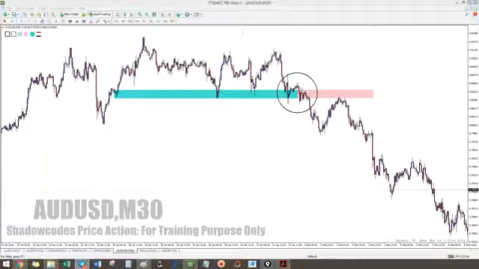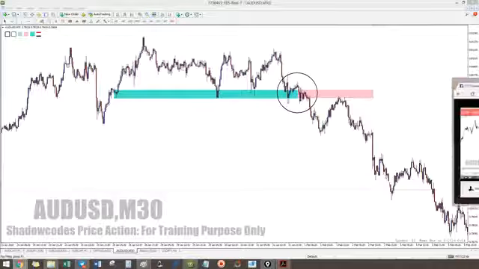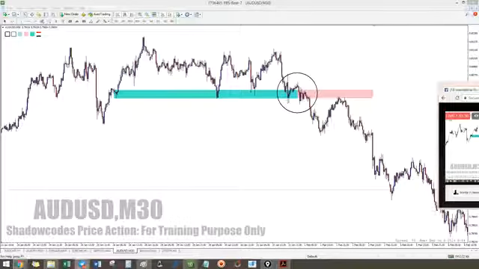I need some feedback. If there is no feedback, I think everyone understands. We're already at 1 hour. Do you have any question? If you have any question, you better ask in the class. Zelko is typing. Okay, demand becomes supply. Yes, it's like support becomes resistance, resistance becomes support.